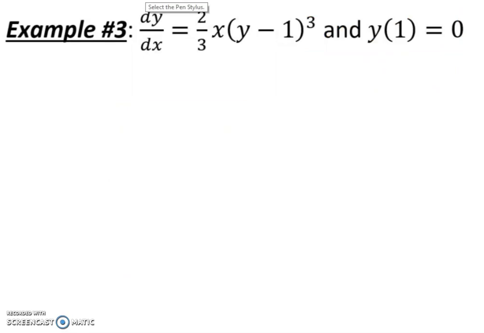Last example. This one I stole almost directly from an actual AP problem from, I think, 2017. So let's take a look. We need to get the y's on the left. That means we actually have to divide by this.